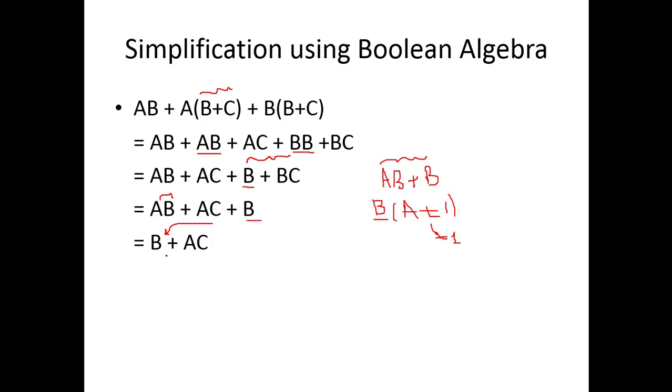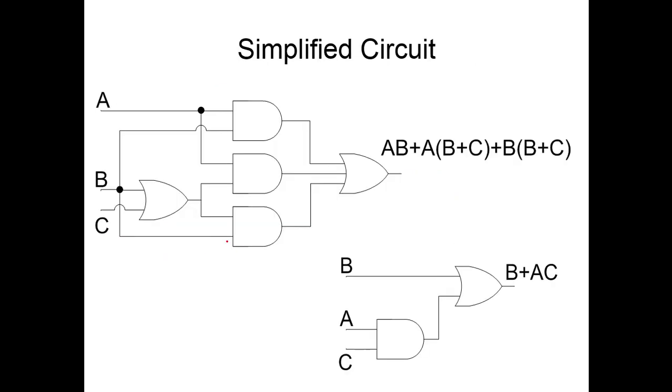So from here you can see that simplification of Boolean expression in fact results in simplification of its circuits. When we implement this Boolean expression, which is in original unsimplified form, it requires 5 logical gates, out of which 2 are OR gates and 3 are AND gates, and after simplification the resultant circuit just has 2 gates.